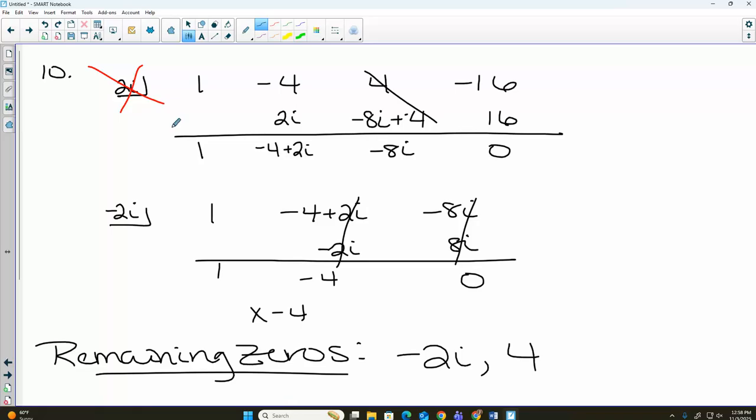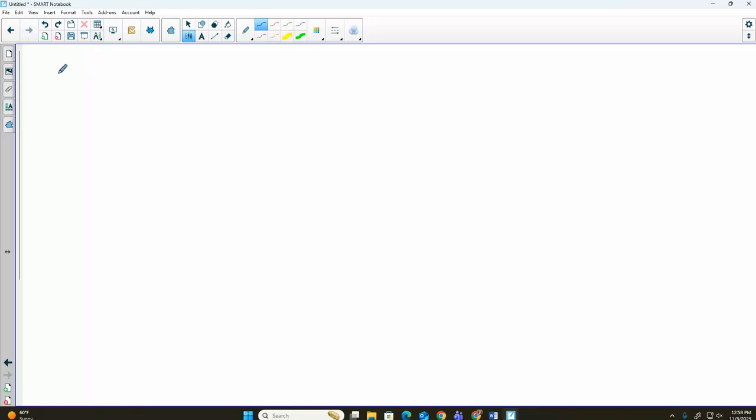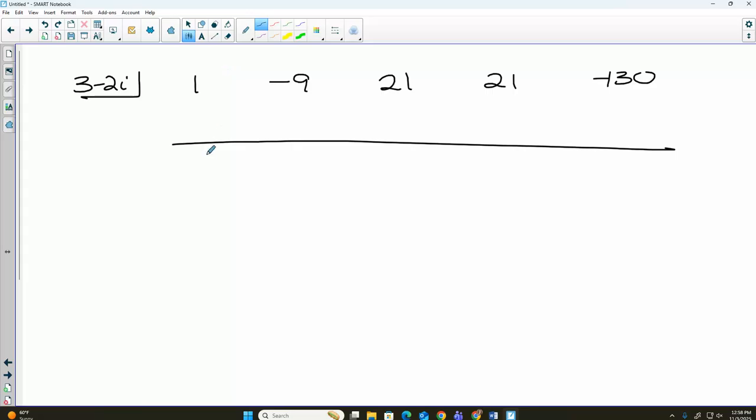Let's look at, so this time I told you 3 minus 2i was 0. So I'm going to do synthetic with 3 minus 2i. This is going to be a little bit longer, but we should get a nice answer at the end because I've already told you it's a 0. So when I do my synthetic, I should get 0 for my remainder. So 1 comes down. 1 times 3 minus 2i is 3 minus 2i. When I add, negative 9 plus 3 is negative 6 minus 2i.